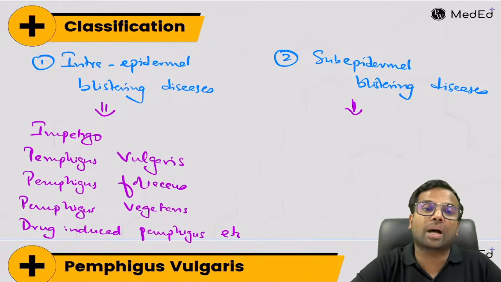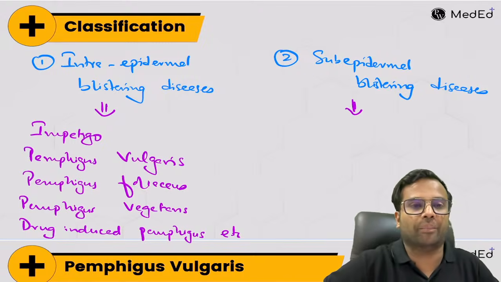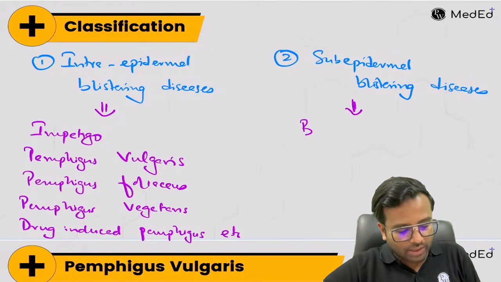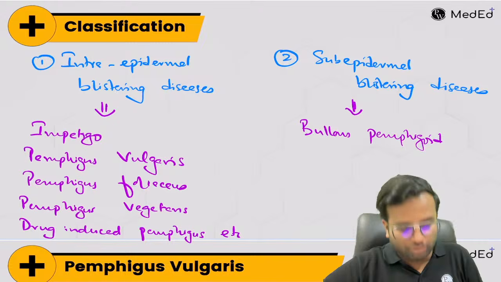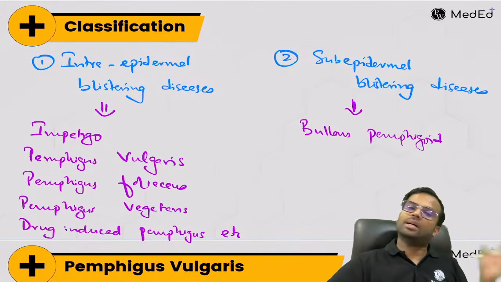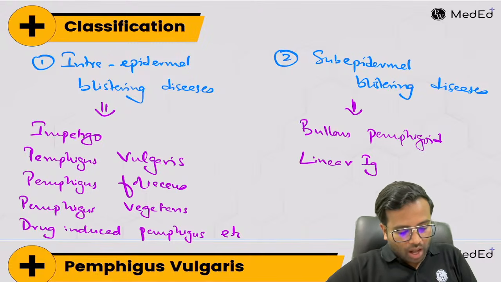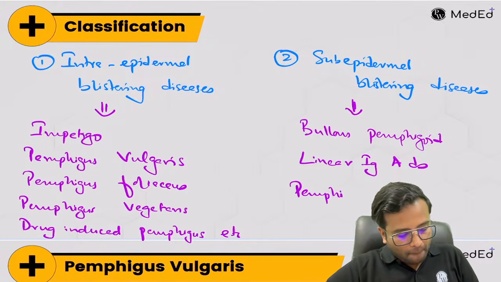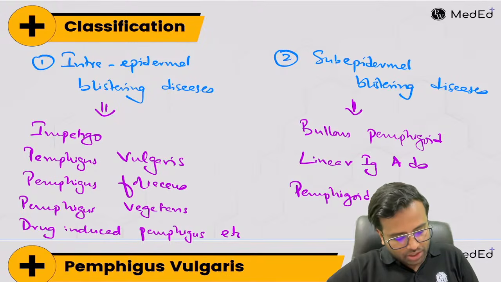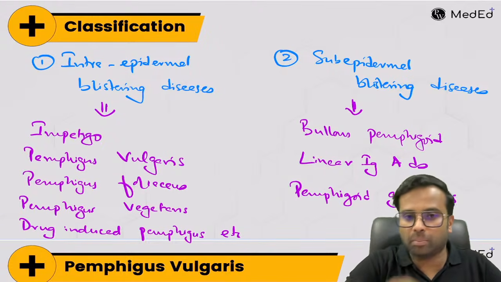Now what comes under subepidermal blistering disease? In subepidermal, which means below the epidermis, is the bulla which forms. The examples here, the first one should be a bullous pemphigoid. Everything else other than pemphigus comes here, like bullous pemphigoid, linear IgA disease, isn't it? Pemphigoid gestationis, etc. So all those things are going to be subepidermal blistering diseases.